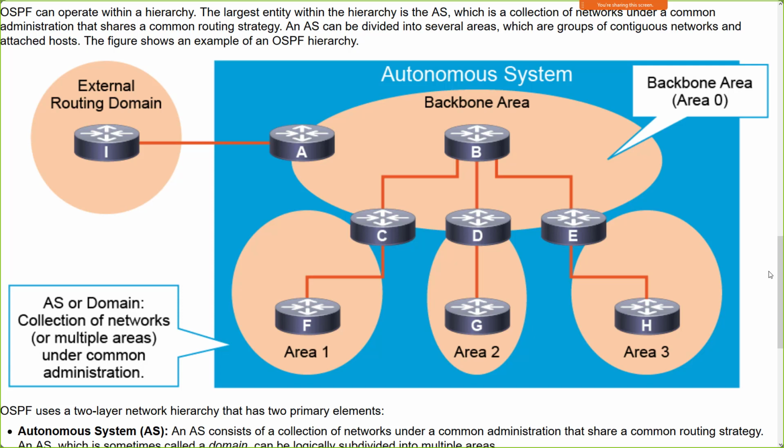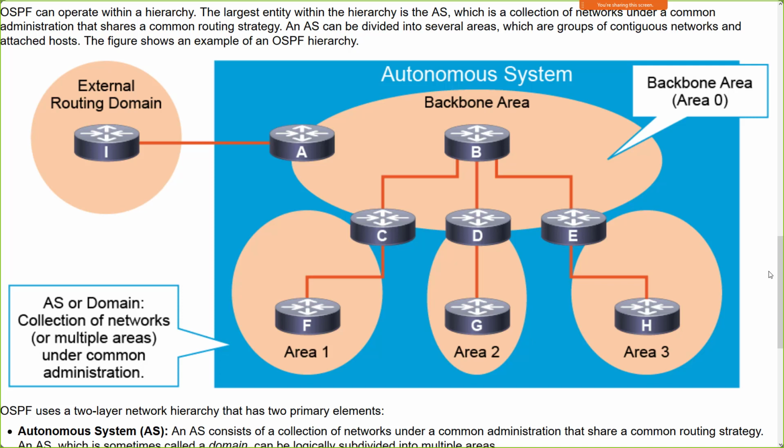There are some restrictions, right? An ASBR cannot be attached to a stubby area or a totally stubby area, but it can be attached to a normal area, it can be attached to the backbone area, and it can be attached to a not so stubby area and a totally not so stubby area. Those are the exceptions to the rule, I guess, from a special area type perspective.